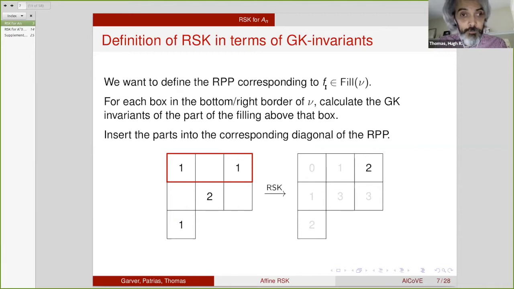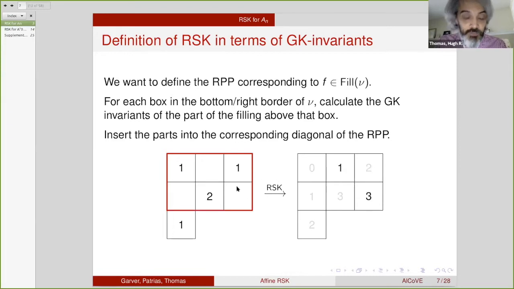So we have some arbitrary filling here. And for each box along the bottom right border, which is these 5 boxes here, starting with this one, we're going to look at the part of the filling that's above that box, and then we're going to calculate the Greene-Kleitman invariants for that. We're going to put them into the corresponding diagonal of the reverse plane partition. So here, this poset just is a chain. So it can all be covered with one chain, and so we get 2.